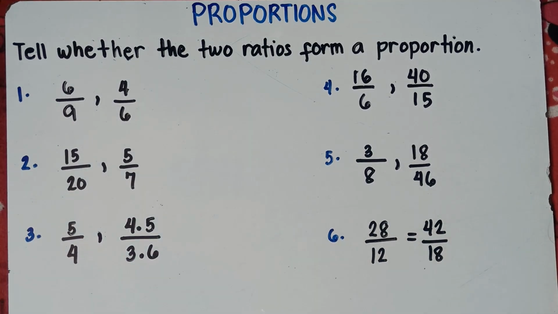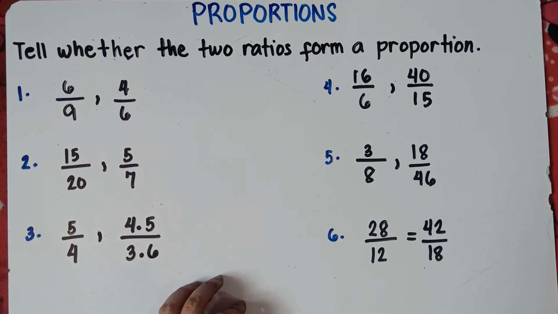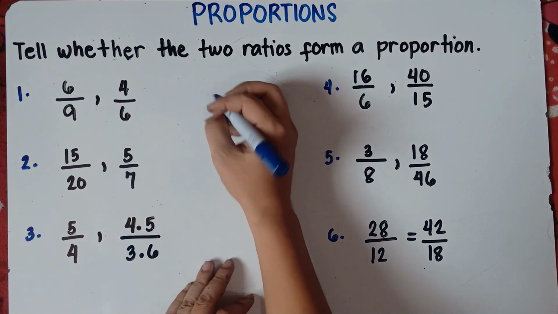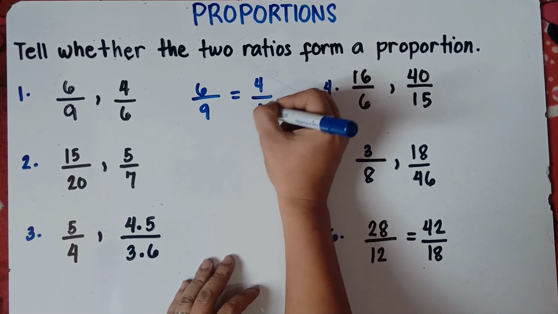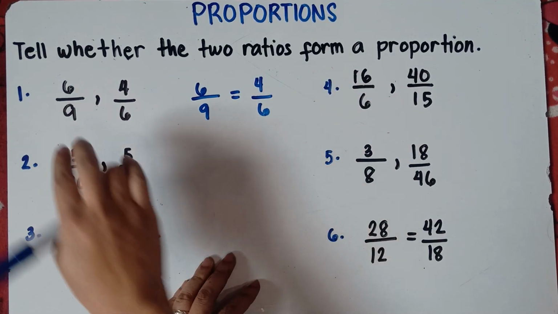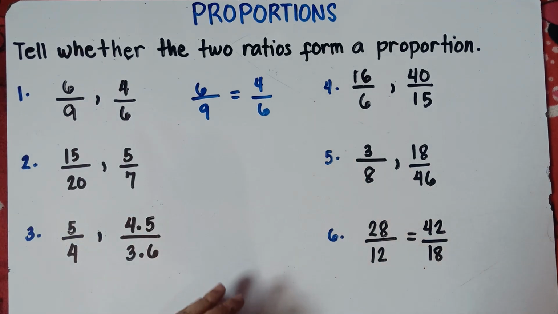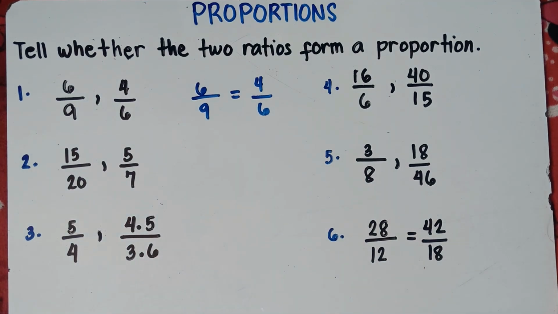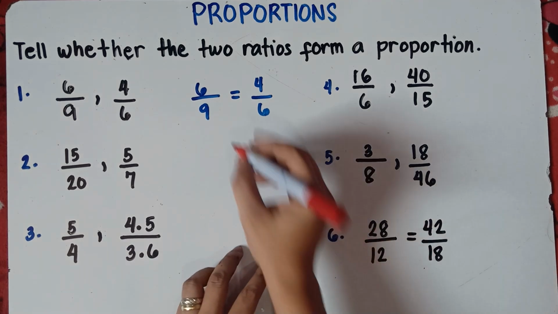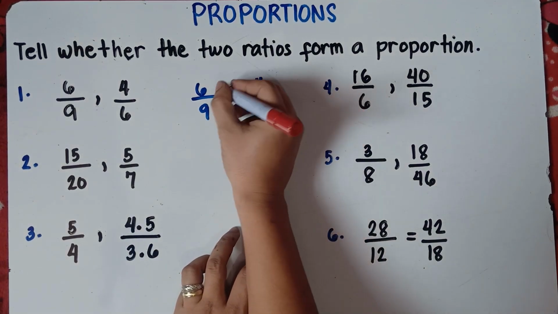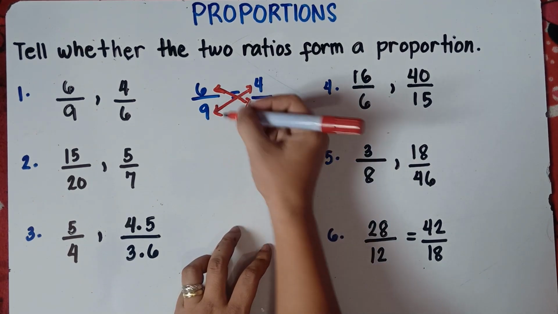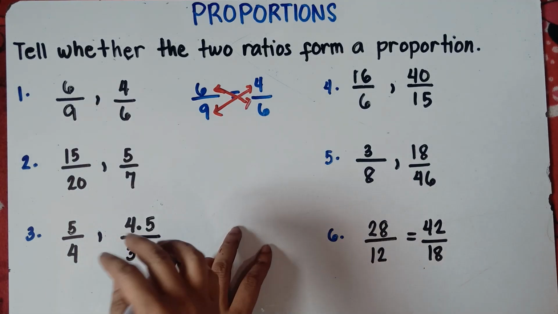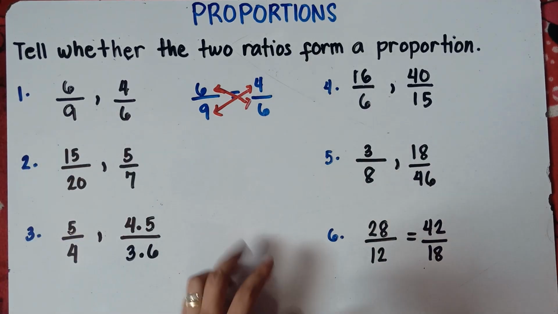So let's start with number 1. We have 6 over 9 and the other ratio, 4 over 6. So once again, we can write this one: 6 over 9 is equal to 4 over 6. So we check, class, if these two ratios form a proportion. To check that, very easy, class. Just do cross multiplication. You multiply 6 times 6, and the other one, 9 times 4. If they have the same answer, therefore, these two ratios form a proportion.